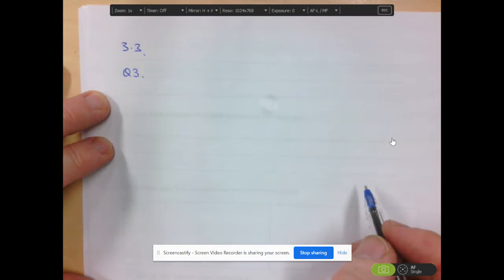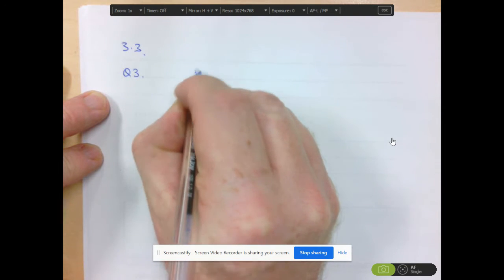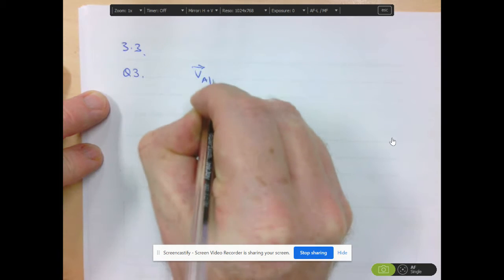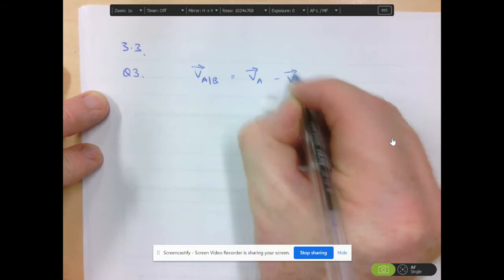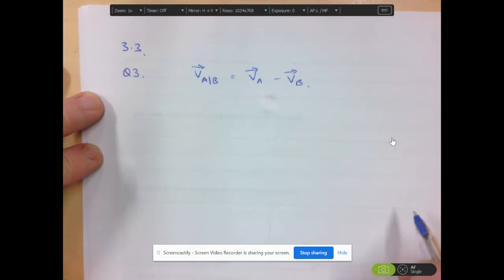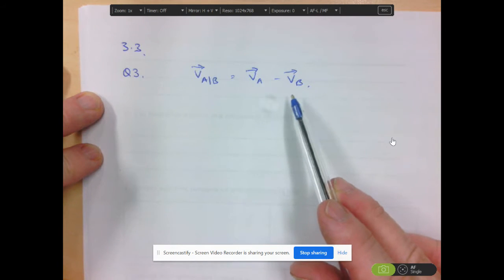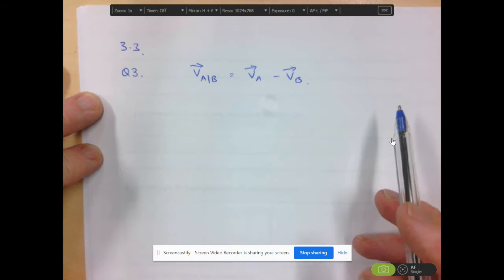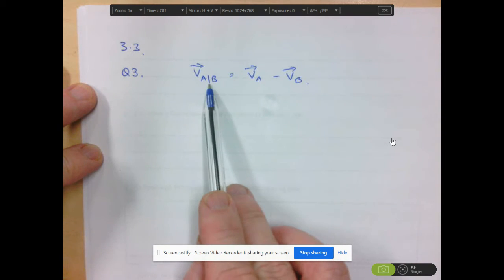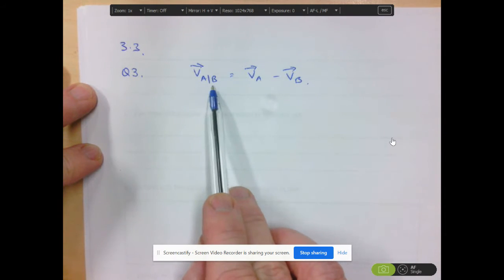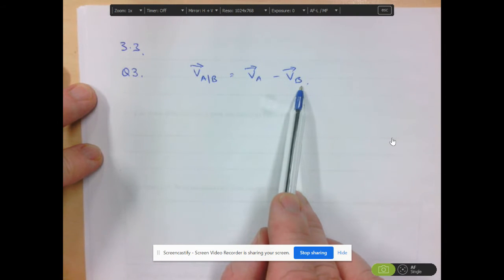Question 3 is going to use the formula that the velocity of A relative to B is equal to the velocity of A minus velocity of B. You've seen this in its other form, in its additional form in the textbook. This is just a quicker way of remembering things. A rel B, that's the symbol for relative. A relative to B is equal to the velocity of A minus the velocity of B.